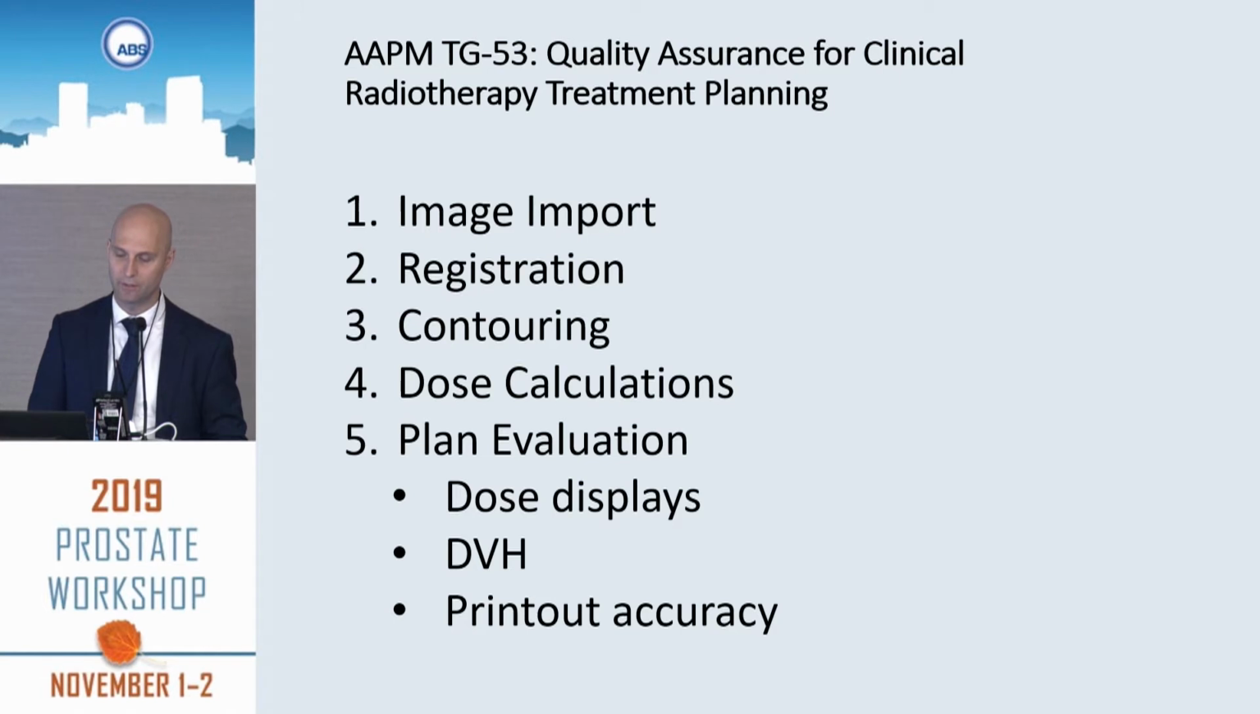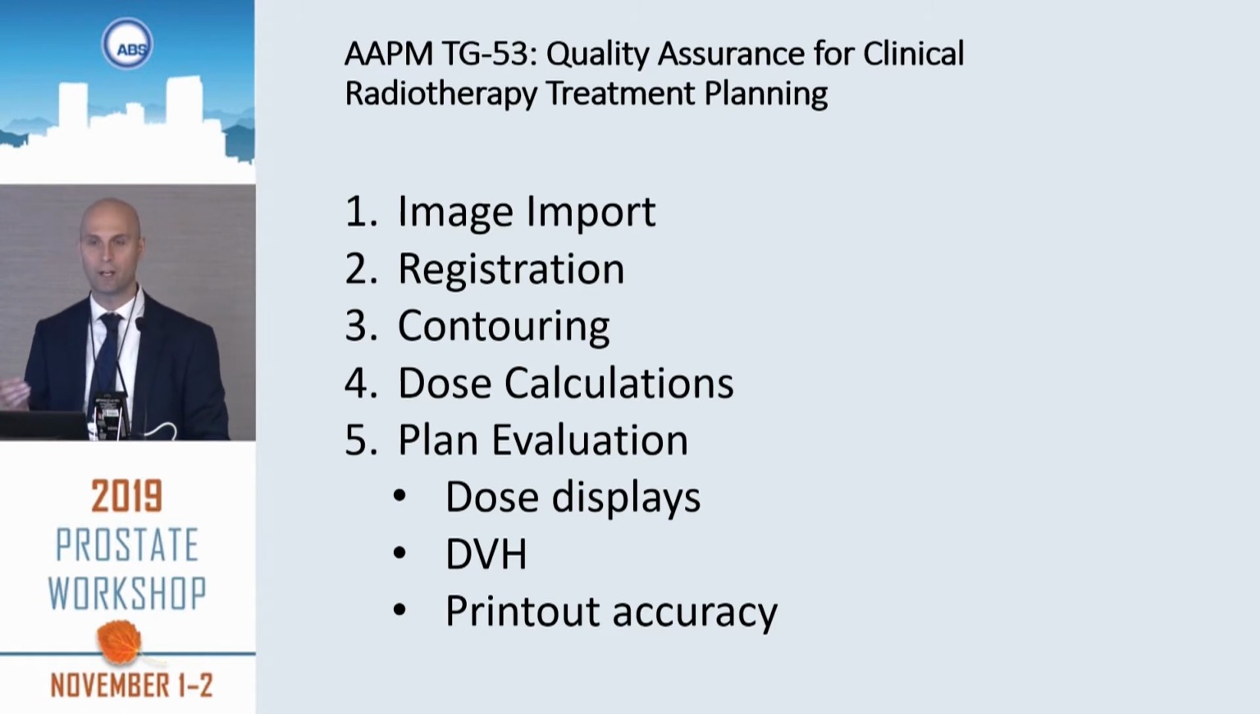So, the quality assurance for the clinical radiotherapy treatment planning: if you evaluate the treatment planning system, I've tried to break down what AAPM TG53 said, and I felt like there were just 5 basic categories that they were hitting. The first was that they wanted to check the image import. Is it accurate? The second is related to registration. If you're using an MR or other modality, that it's registered properly. Third, contouring accuracy. Fourth, dose calculations. Fifth, plan evaluation, including how the dose is displayed, the deviation, printout accuracy.